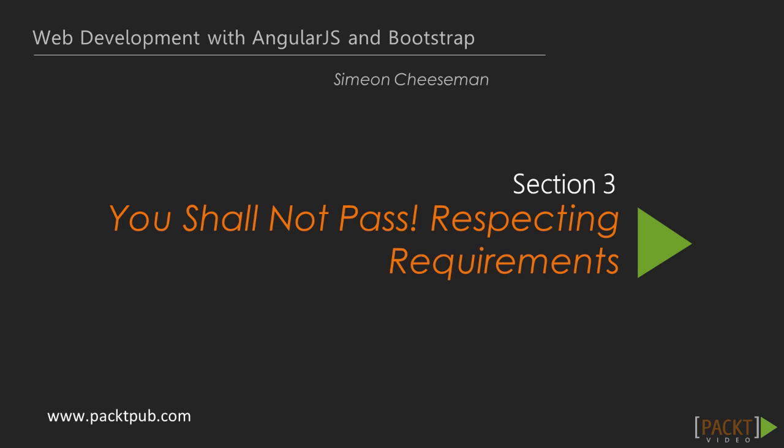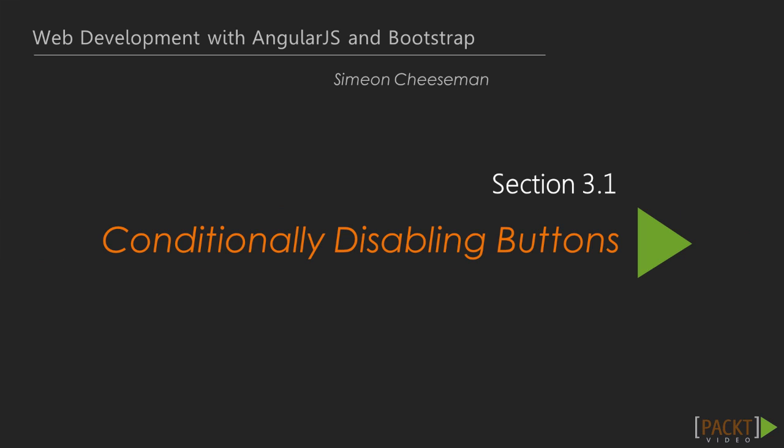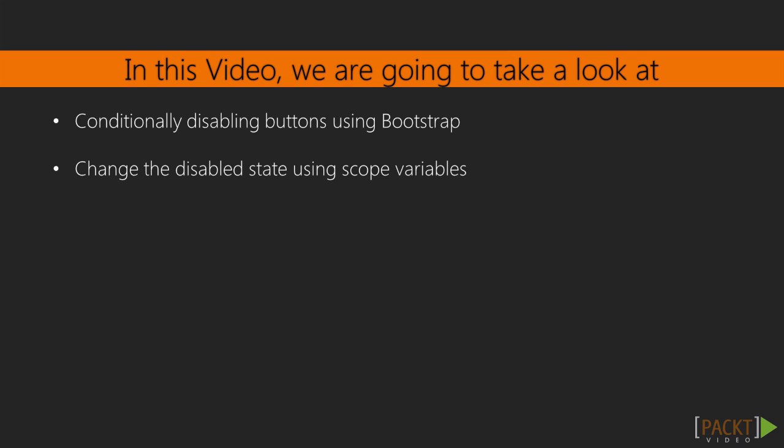In the last section we looked at getting and storing input from users. In this section we'll have a look at form validation with respect to submitting forms. In this video we'll start by looking at conditionally disabling submit forms. First, let's look at what options Bootstrap has for displaying and disabling buttons.